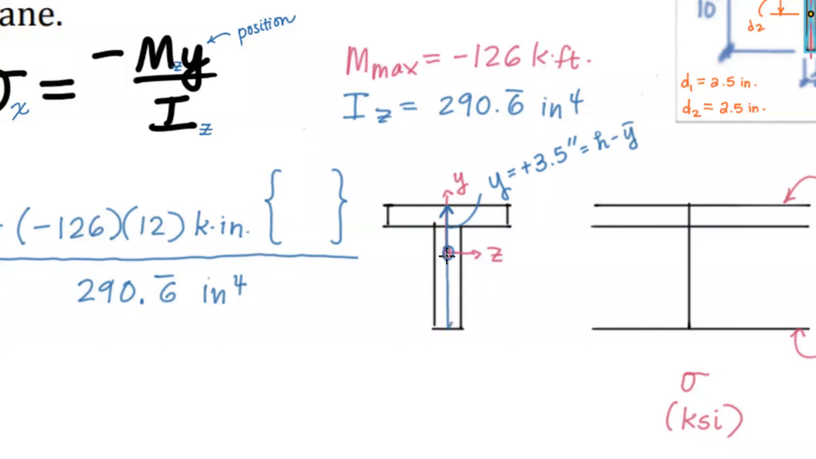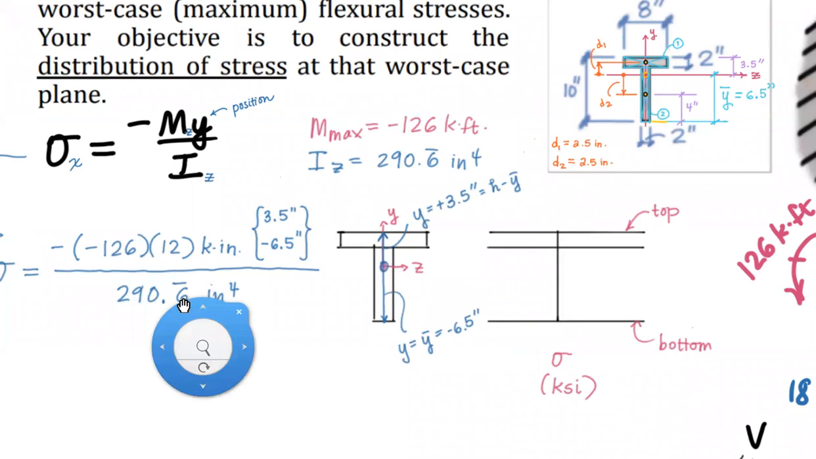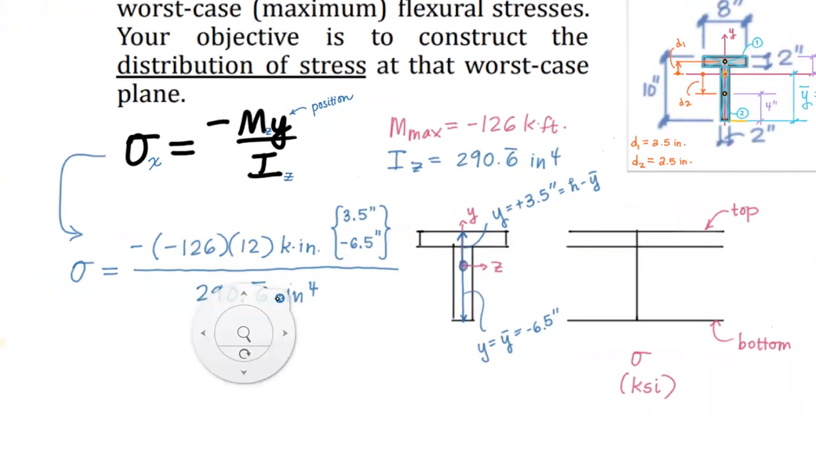And if I go to the bottom fiber, I'll plug in y equals y bar, and it's going to get a negative sign because I'm going in the opposite direction of positive y. So here I'll plug in minus 6.5 inches. So 3.5 inches will be one calculation, and then I'll do another calculation with minus 6.5. So a little bit of matrix type notation up in the numerator there. All right, so what we're going to see here, obviously these two minus signs are going to cancel each other out. If we look at the units, let's go ahead and do our unit analysis.